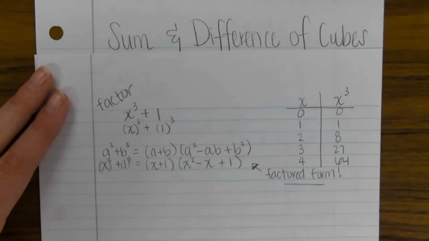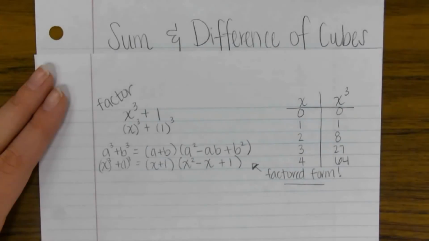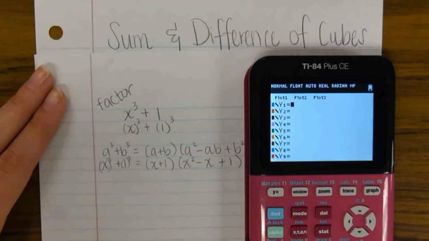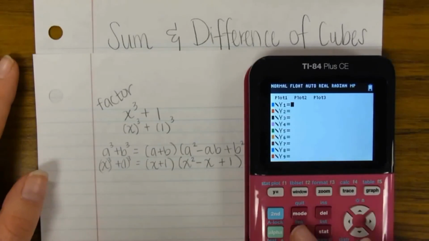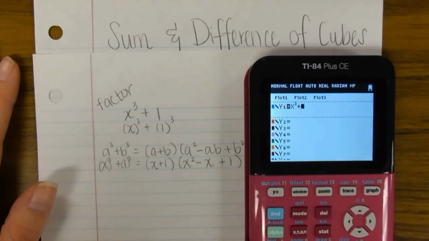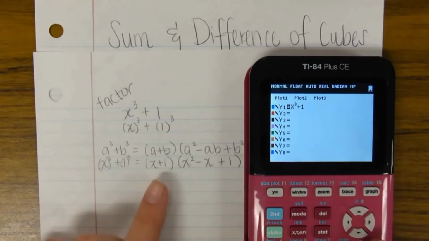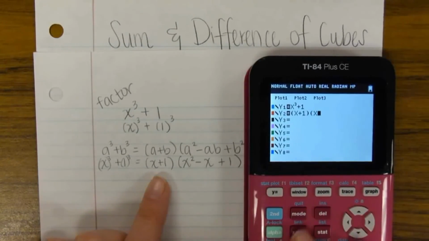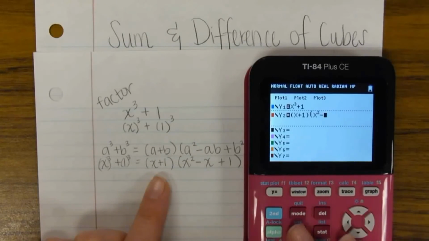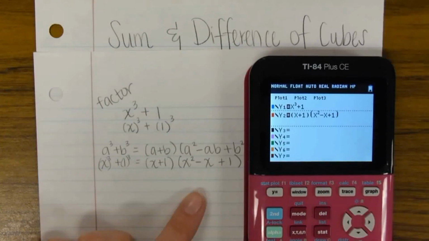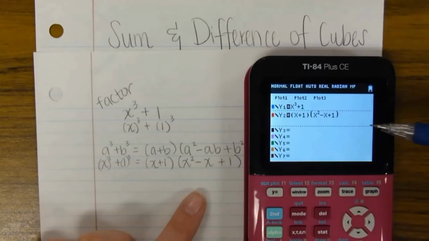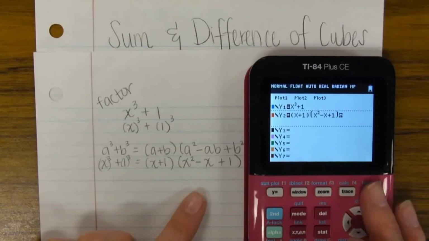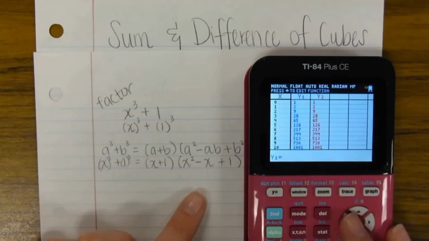Now if we're concerned that maybe we goofed up, we can always take our handy dandy calculator and we can plug in our two equations. So our original was x cubed plus 1, and our factored form was x plus 1 times x squared minus x plus 1. If I factored this correctly, when I go into my table or my graph, I should get exactly the same outputs. And I do. So I know I factored it correctly.